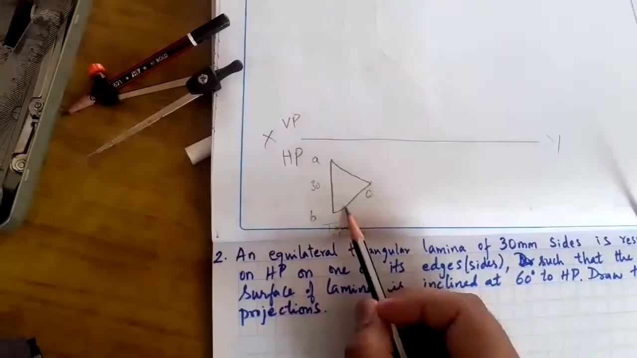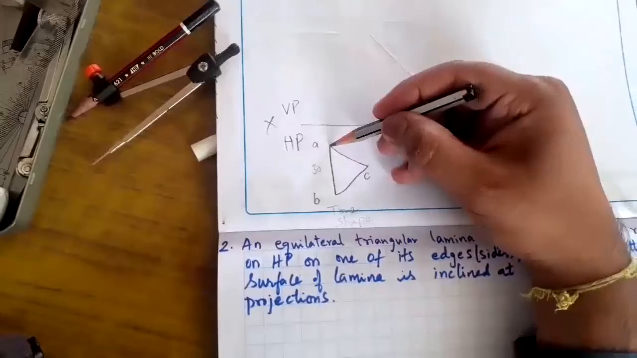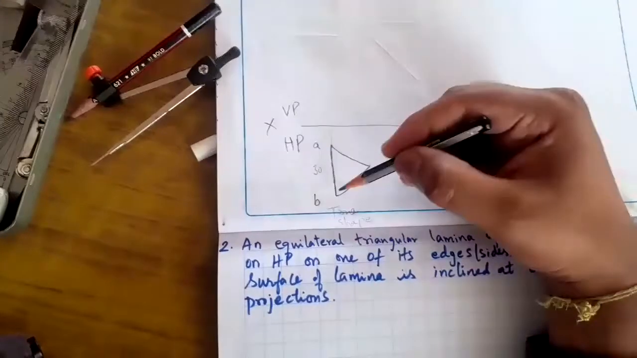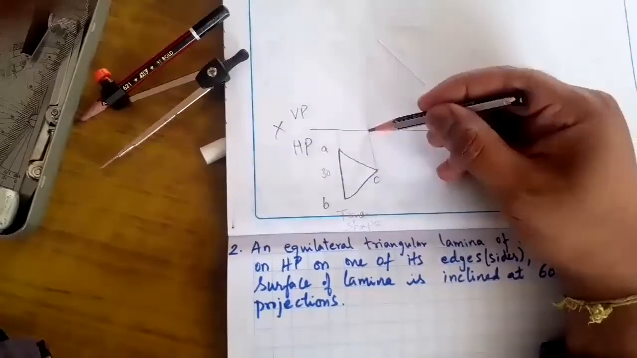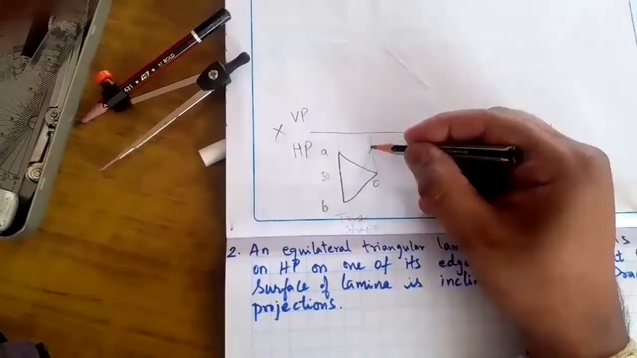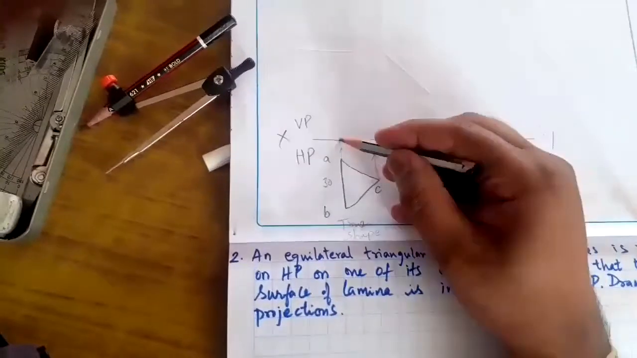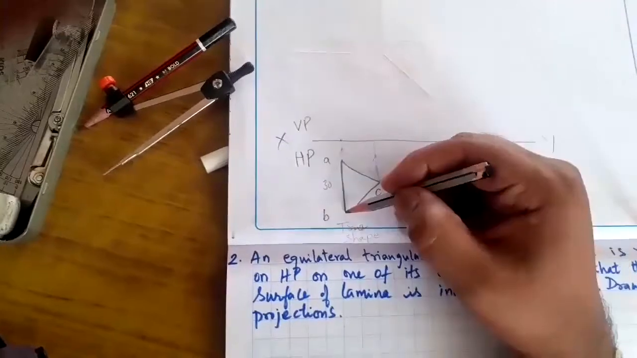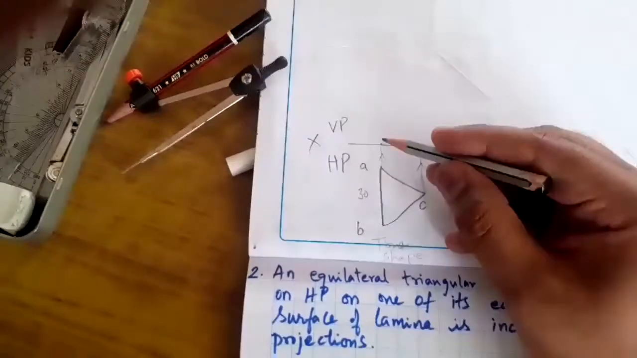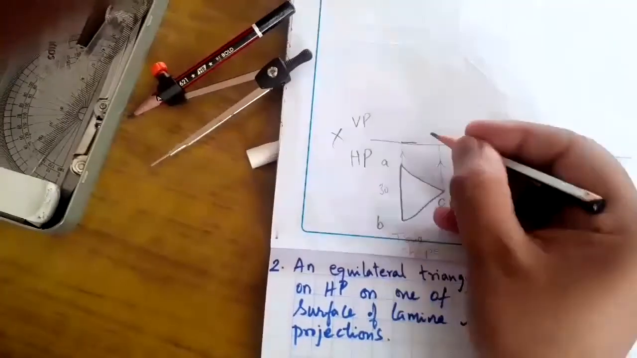How to draw the front view? From A, I will draw a projector towards the vertical plane. From B, I am drawing a projector to the vertical plane. Again, from C, I am drawing a projector. Where A meets the XY line, I am going to put a dot to identify the location, and similarly from B and C. So this will be the range of the front view. Only the front view will lie within this range.